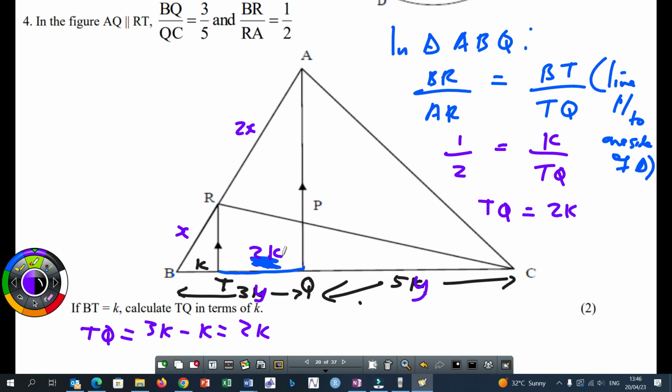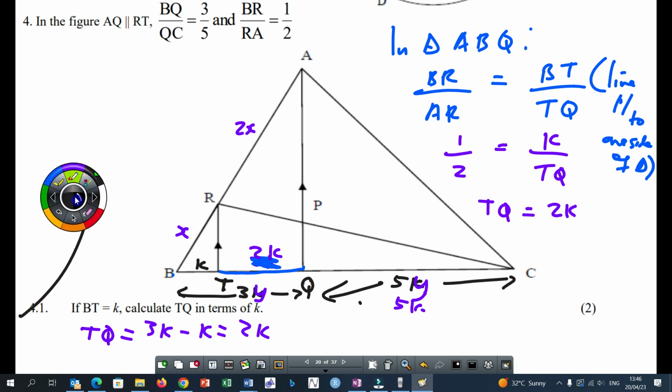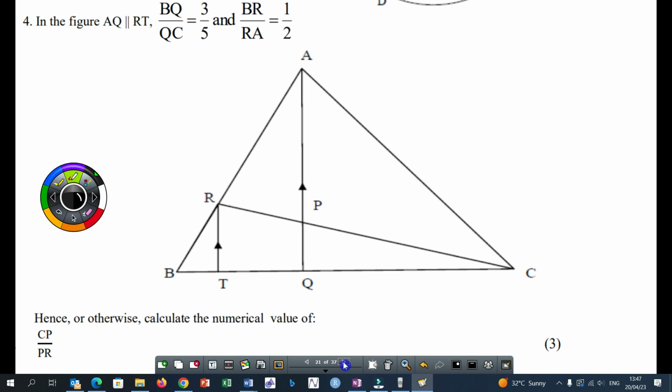Now, it means I can write this length here in terms of K as well. So it's also equal to 5K there. QC is also equal to 5K. Are you following that? Okay? So let's carry on. So when I do the questions going forward, I'm going to do them in terms of K, not Y. Right? So let's carry on.